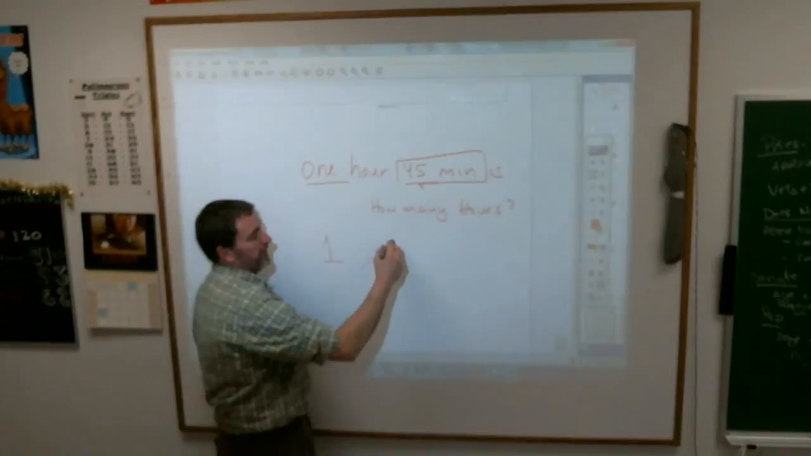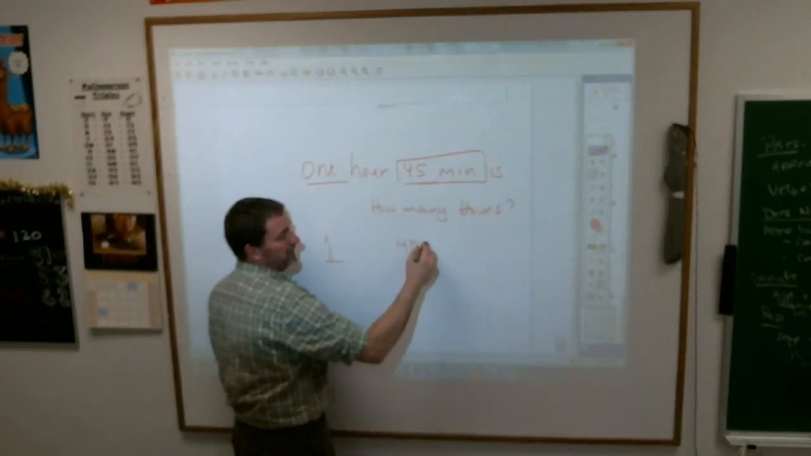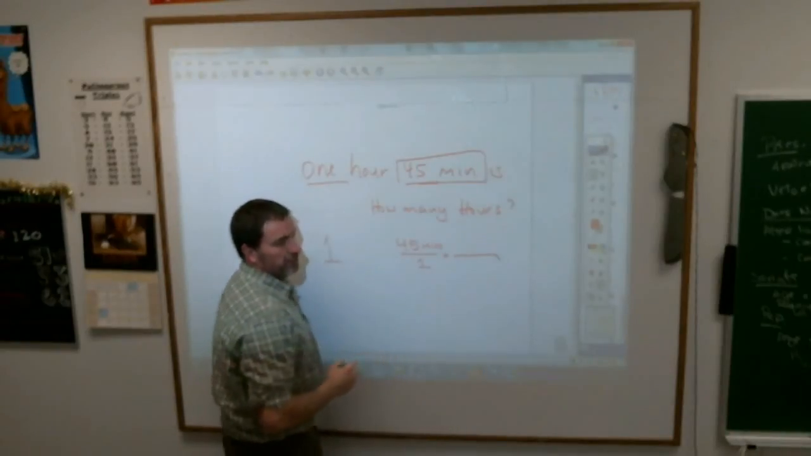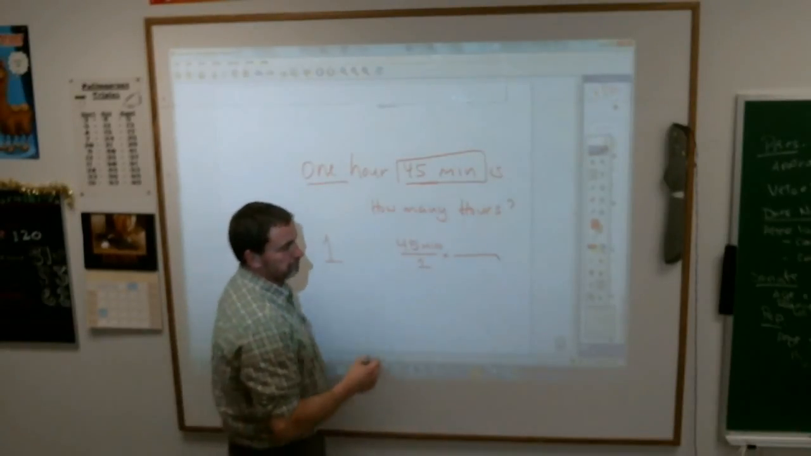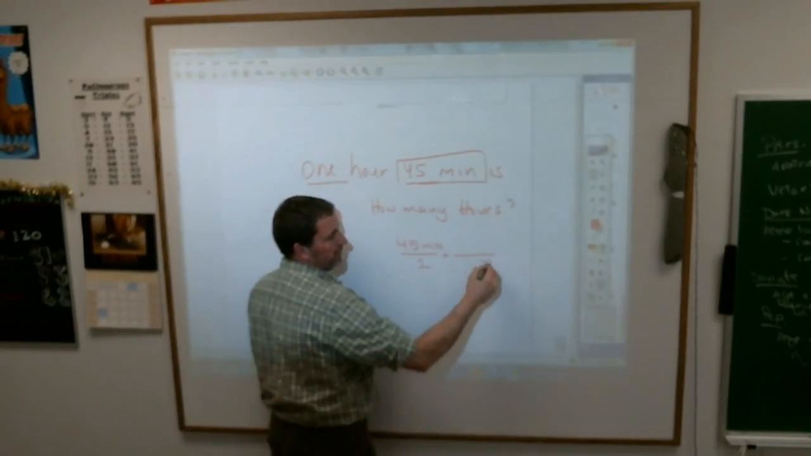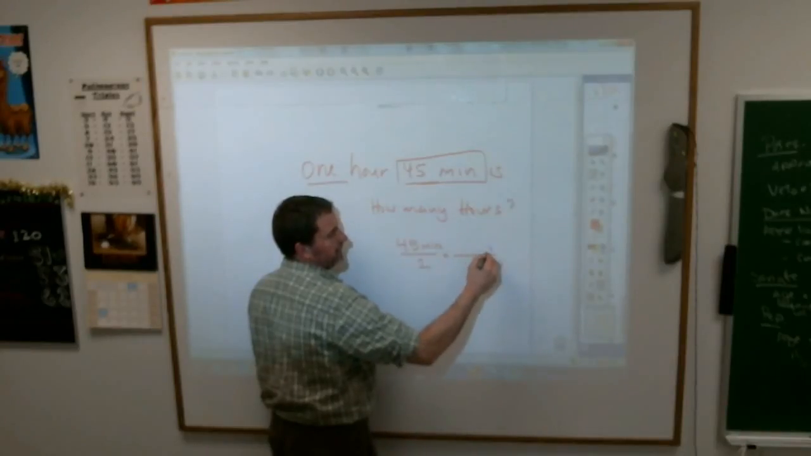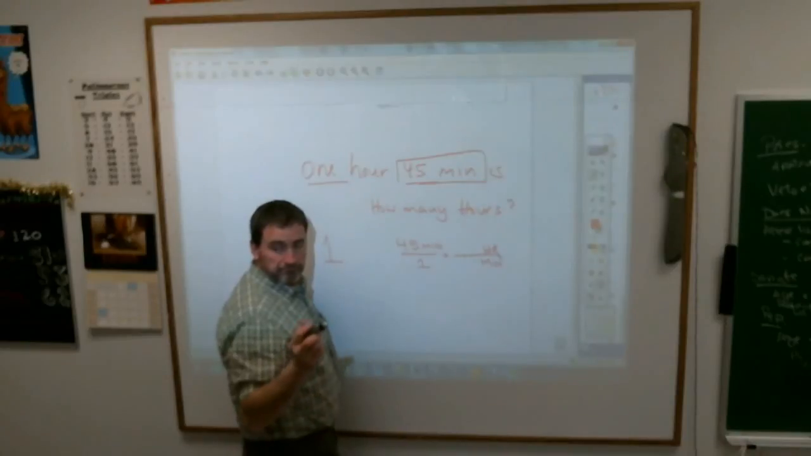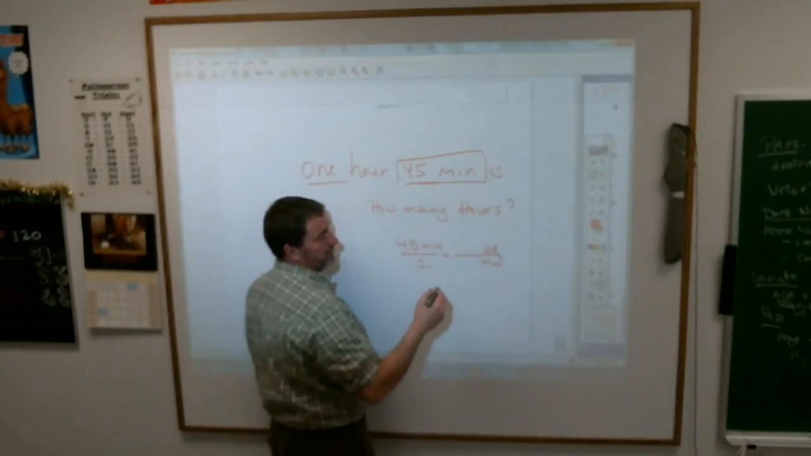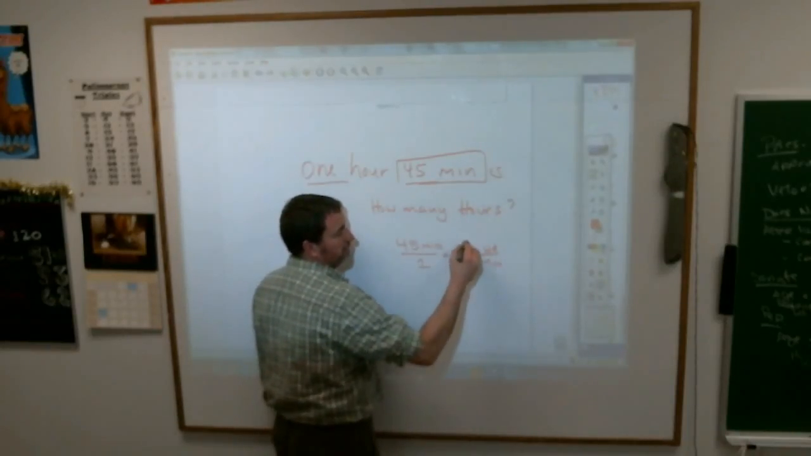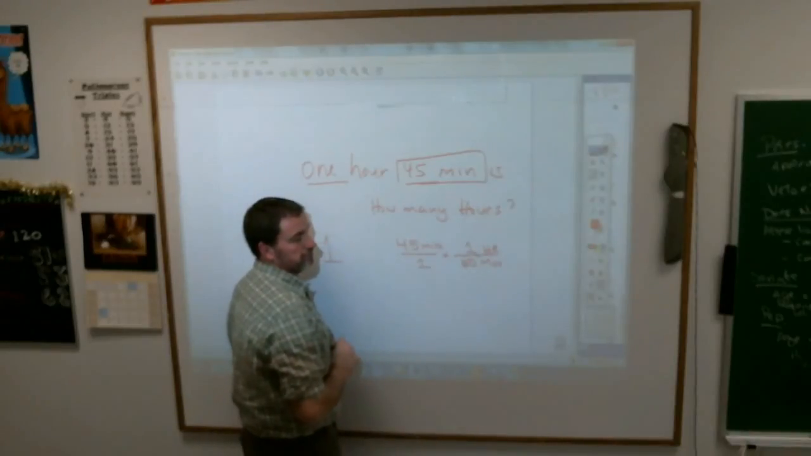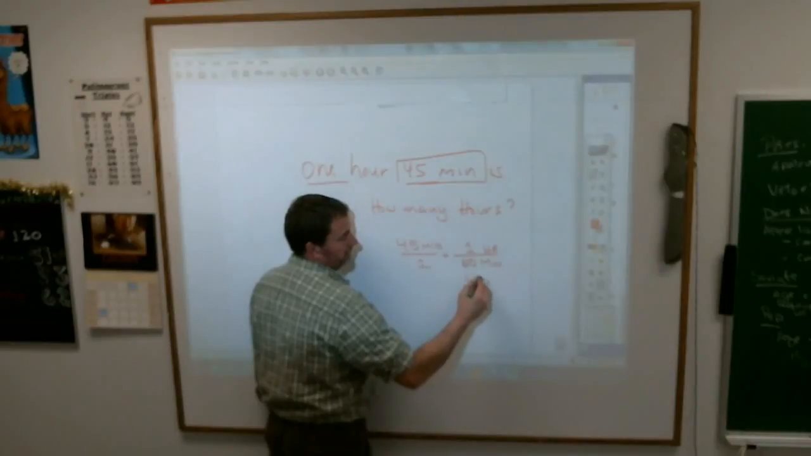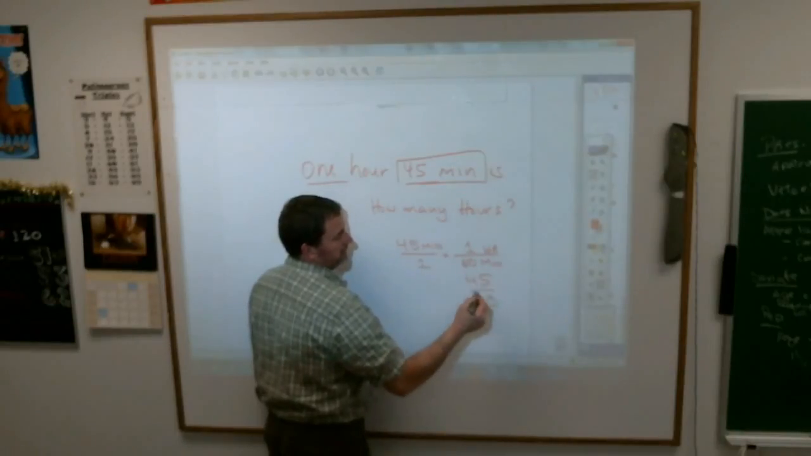Well, you could use unit multipliers. 45 minutes over 1. What's my unit multiplier? Minutes have to go on bottom, correct? Hours on top. What do I put next to what here? How many minutes in an hour? 60 minutes in 1 hour. So you're going to end up with the fraction what? 45 over 60, correct?